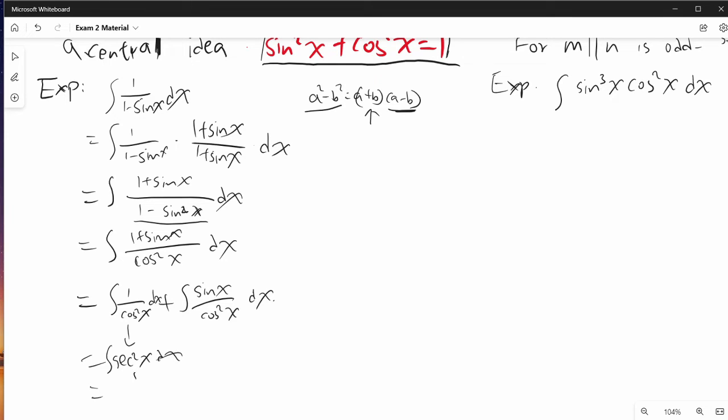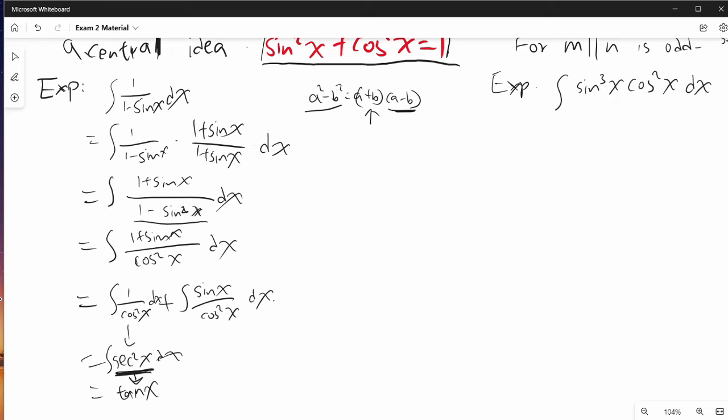And then this becomes tangent x, right? Gotta memorize all the integrations and derivations of different trig identities. So you can see that these things are related, from integration to just differentiation.